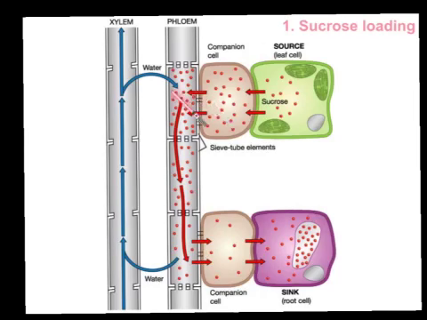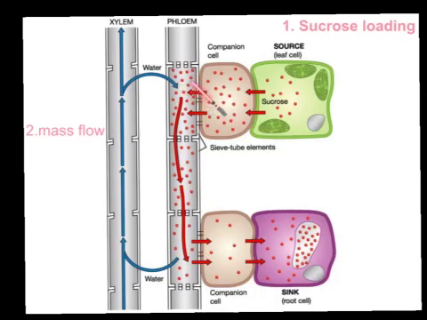As you can see over here, there is a lot of sucrose, and this part of the phloem is called the sieve tube. And now we can move to the second part of our translocation, which is the mass flow part. When the sucrose is inside the sieve tube, what happens? It reduces the water potential level.